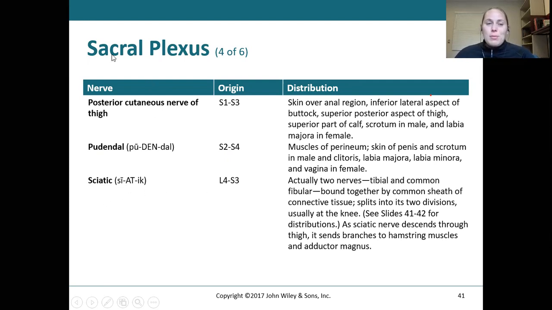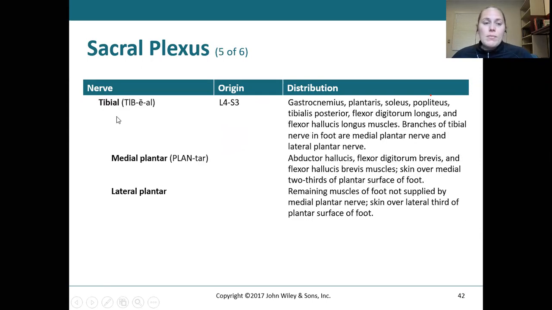Again, your sciatic nerve is probably something worth mentioning because it is a type of nerve damage that can lead to quite excruciating pain. It's actually two nerves, the tibial and the common fibular, bound together by a common sheath of connective tissue and splits into two divisions. As the sciatic nerve descends through the thigh, it sends branches to the hamstring muscles and adductor magnus. So again, if there is any type of sciatic pinching or damage, it can cause pain to those regions.